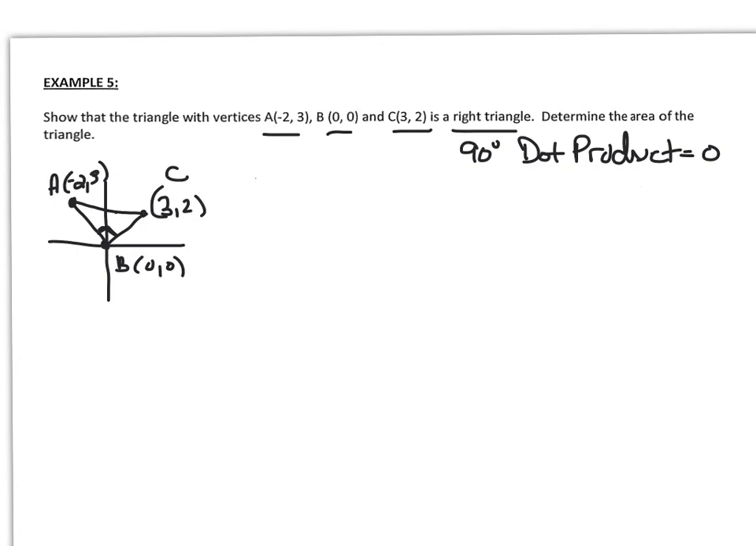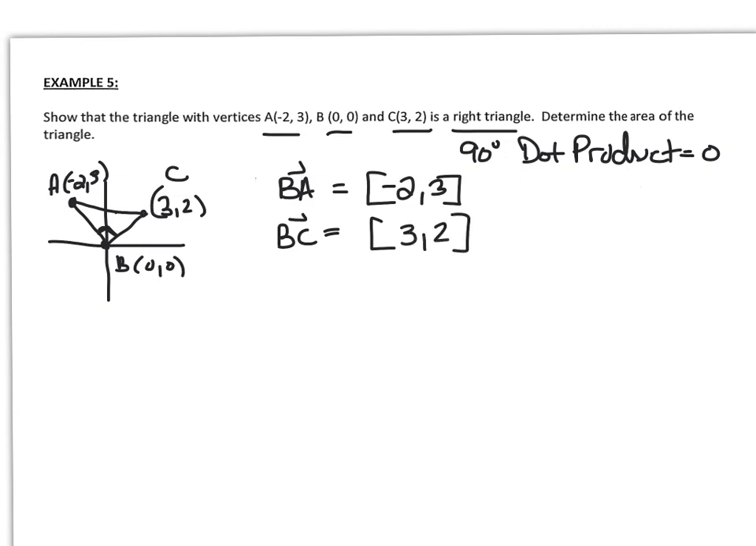If we do this with our vector work, we need to check to see how the vectors are related with one another. So we can do our vector BA, and we can find that vector by doing our subtraction from the origin, but since everything is 0 there, since we're going to the origin, BA is just -2 and 3. Then we can do BC as well, which is equal to 3, 2.